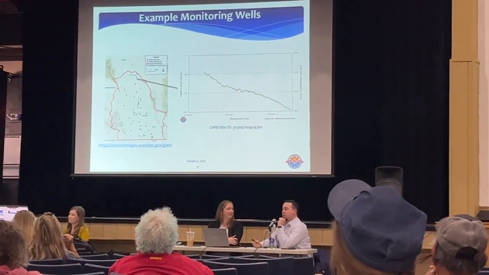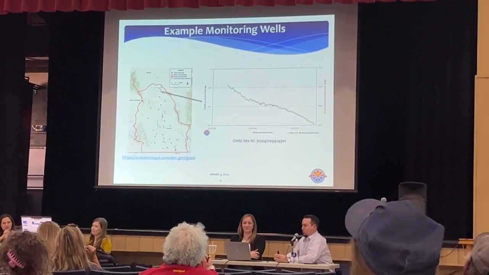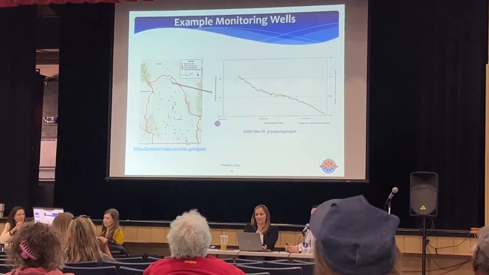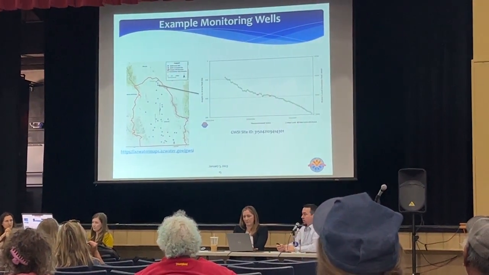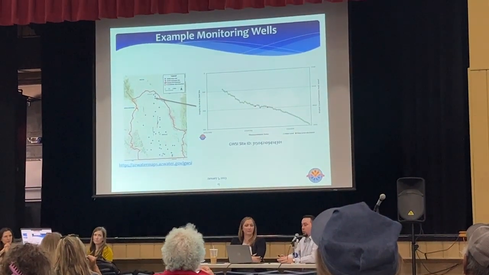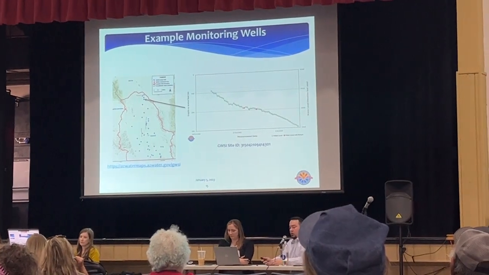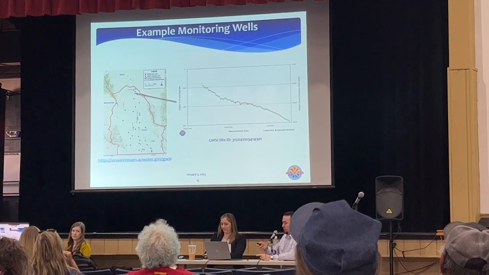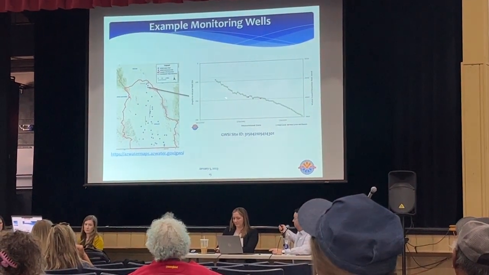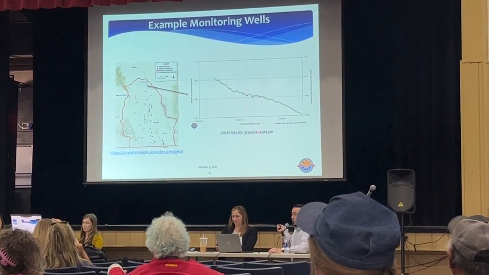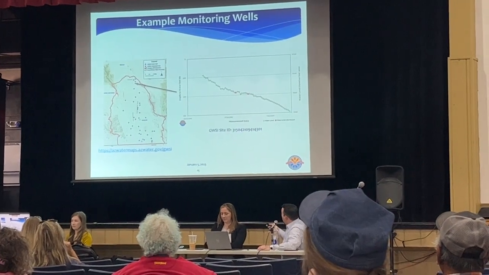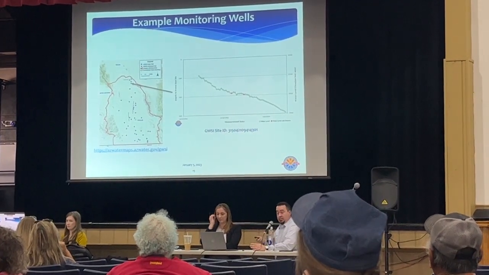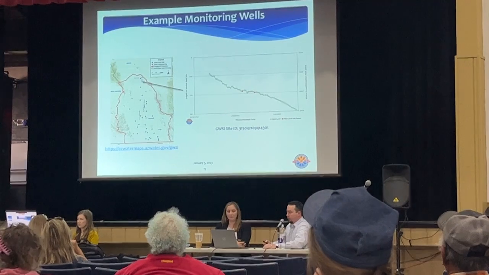We call these GWSI, so groundwater site inventory wells. Anybody can go to our interactive web map on our website, and you can look at this map and you can see which wells are near your home or near your property. You can click on any of the wells that we have here with the blue dots, and you'll be able to see whatever data we've collected for that well. So some of these data go back to the 60s. Some of them are only recent data.